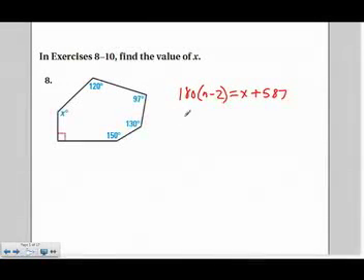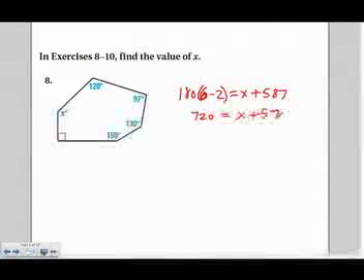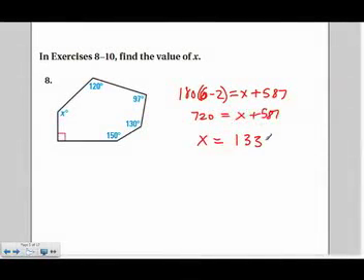Now, it says n right here, but I know what n is if I just count the number of sides. 1, 2, 3, 4, 5, 6. So I can go ahead and plug a 6 in for this because this is a hexagon. I'm going to go ahead and chug out the left side. That's 180 times 6 minus 2, which is 4. 180 times 4 is 720. 720 minus 587 is 133. So x is equal to 133.